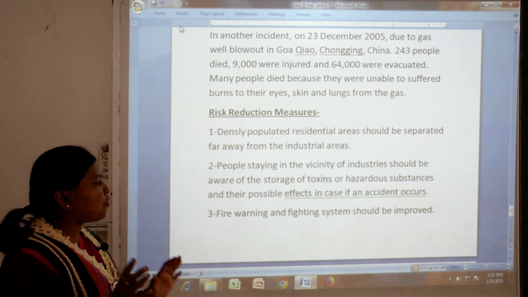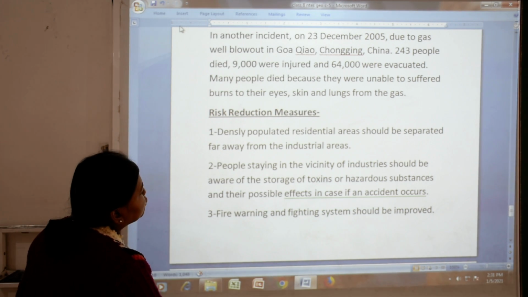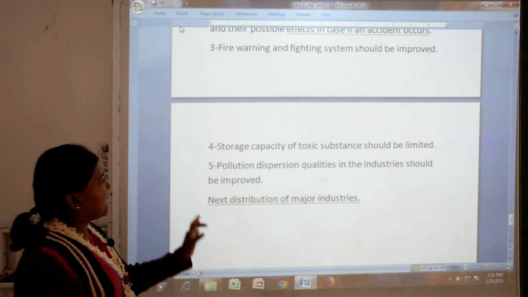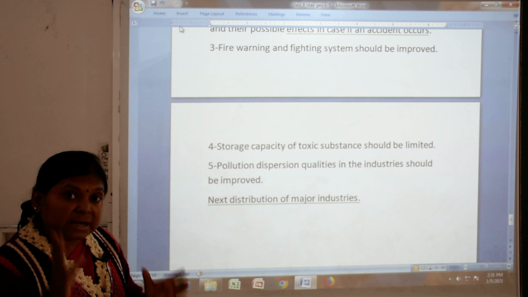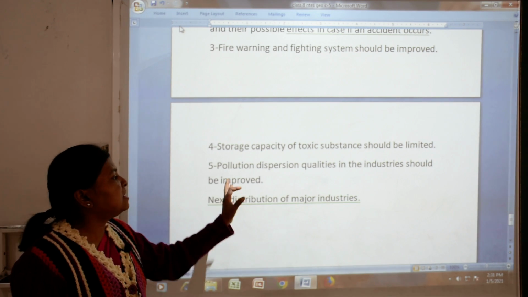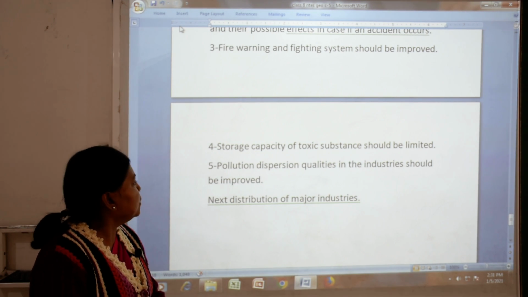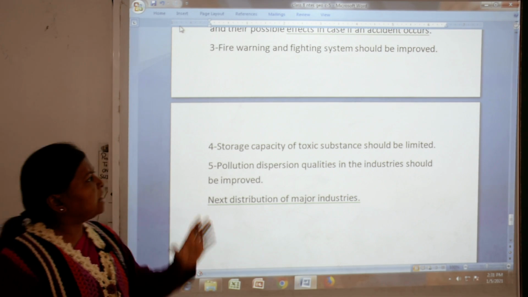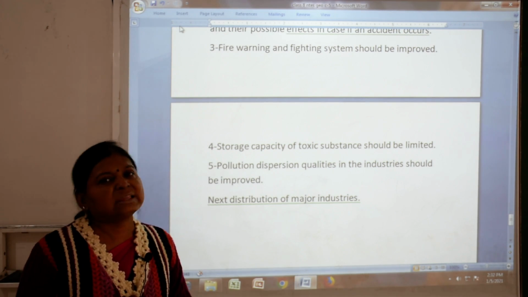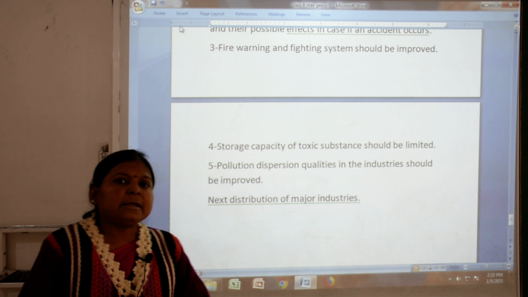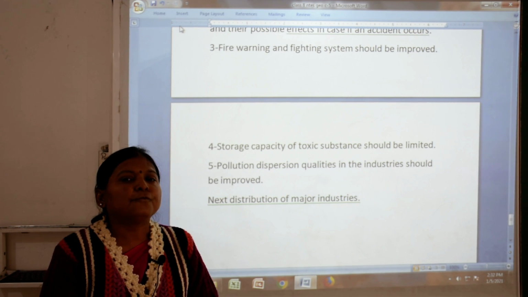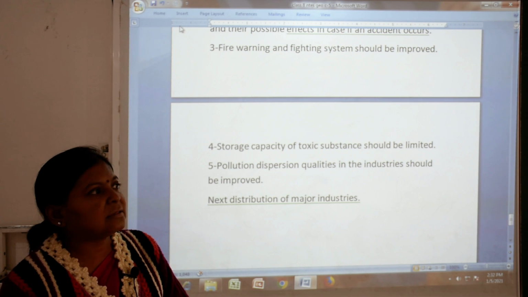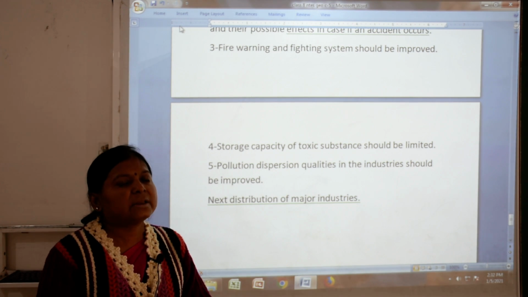Third, fire warning and fighting systems should be improved properly, the storage capacity of toxic substances should be limited, and pollution dispersal qualities in the industries should be improved. So if all industries follow these rules and regulations, definitely we can save our people from these industrial disasters, and even we can save our environment.